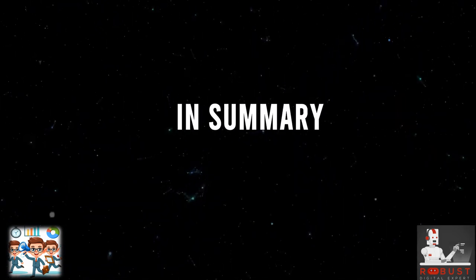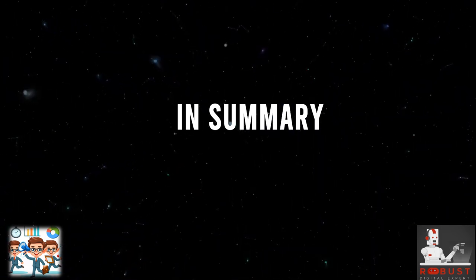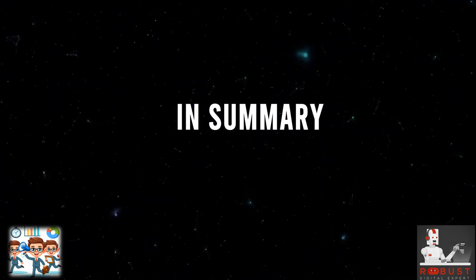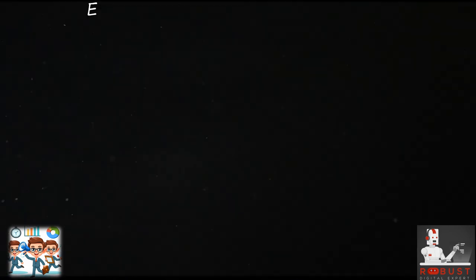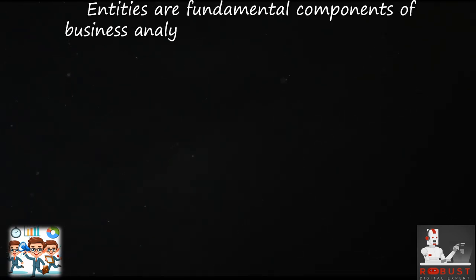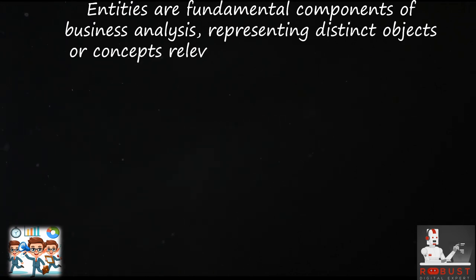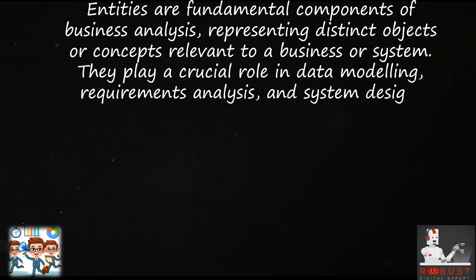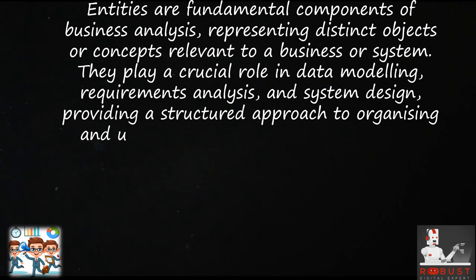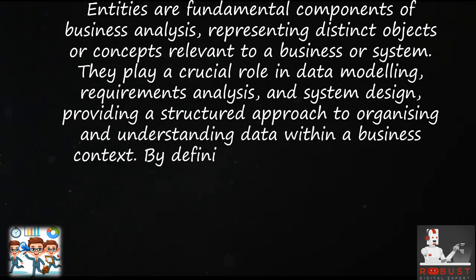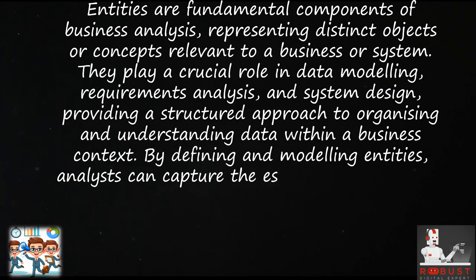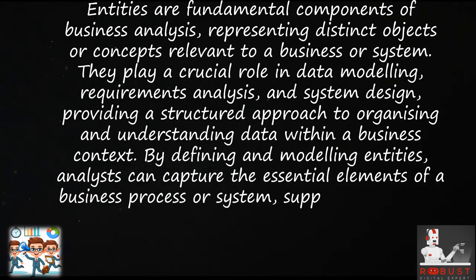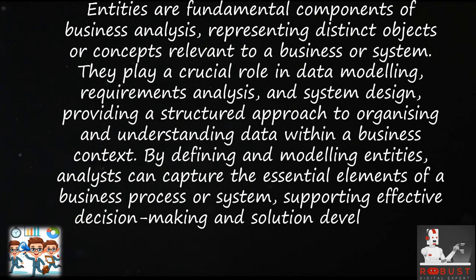In summary, entities are fundamental components of business analysis, representing distinct objects or concepts relevant to a business or system. They play a crucial role in data modeling, requirements analysis, and system design, providing a structured approach to organizing and understanding data within a business context. By defining and modeling entities, analysts can capture the essential elements of a business process or system, supporting effective decision-making and solution development.